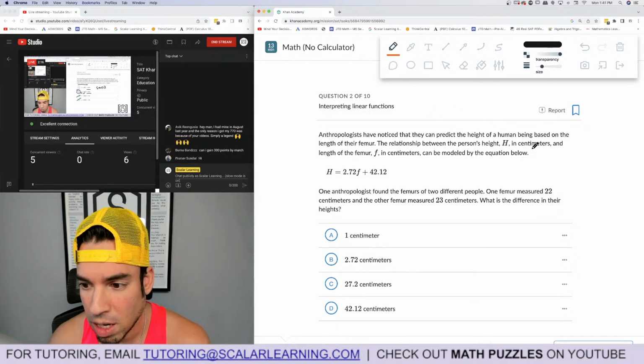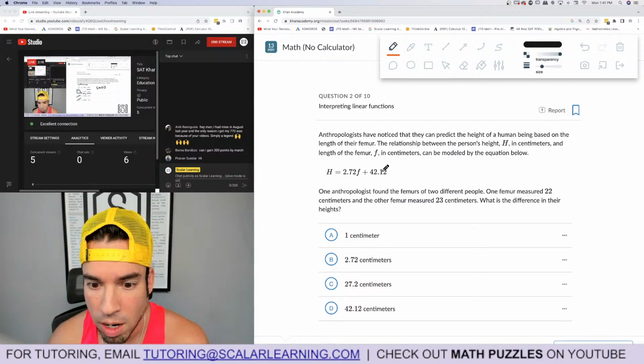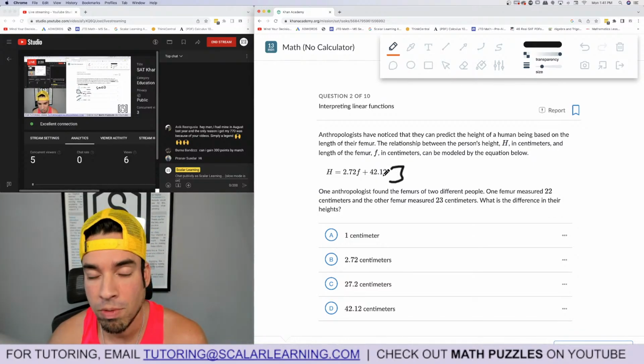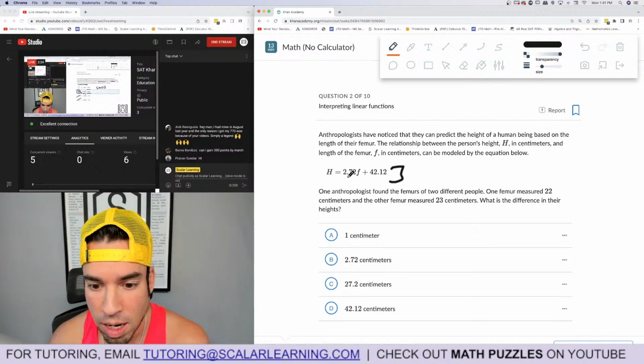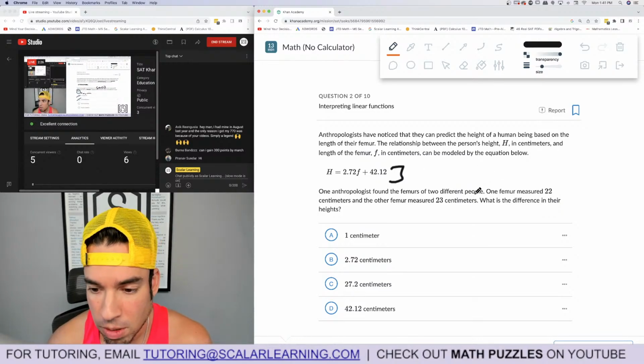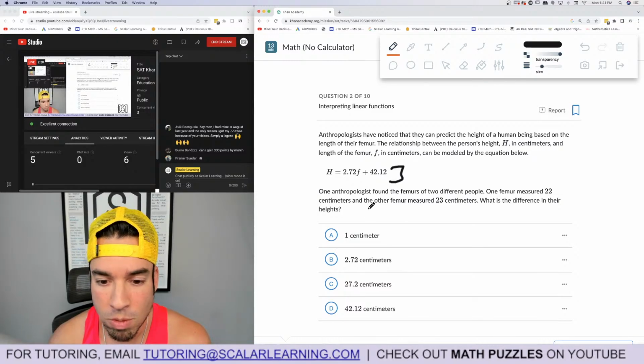Anthropologists know that they can predict the height of a human being based on the length of the femur. Hey, this is very similar to a real SAT question. Okay, so that's the height, that's the femur bone. One anthropologist found the femurs of two different people. One femur measured 22 and the other 23. What is the difference in their height?